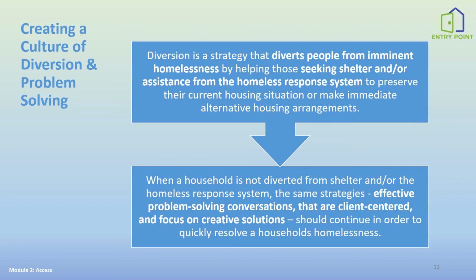Effective diversion includes conflict resolution with family members or landlords, and small amounts of creative, flexible financial assistance for items such as household groceries, employment counseling to secure that much needed job, or even transportation to relocate to live with support networks in another community.